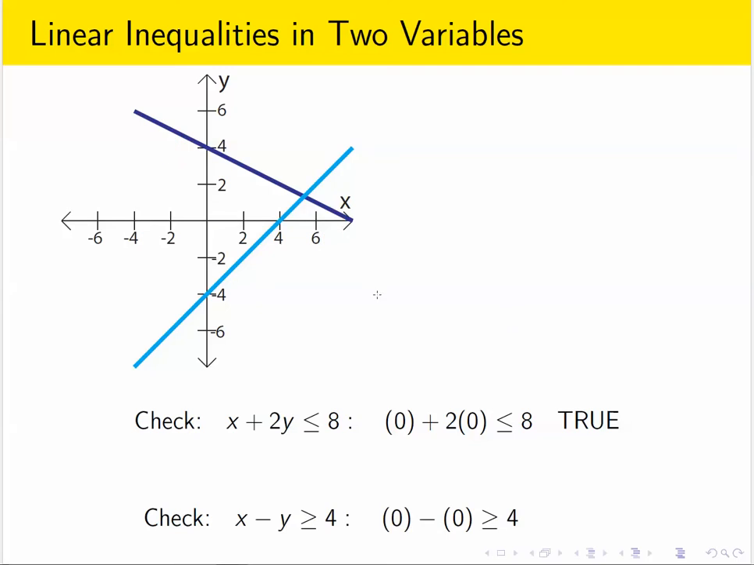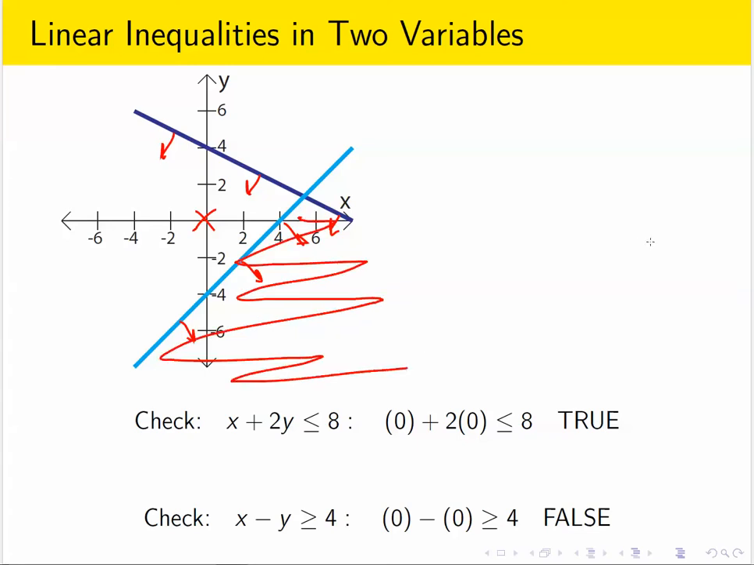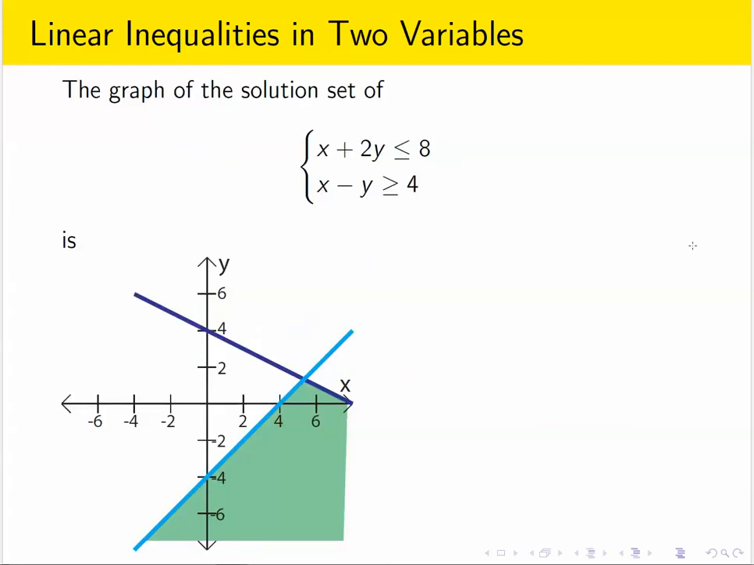But when I plug the origin into the second inequality, I get something that's false. So I don't want to shade the side of the light blue line that contains the origin. I want to shade the other side over here. Now remember, I was shading everything below the dark blue line, and we can see that the region that gets shaded both times is this, right here. So that's the final answer, that shaded region.